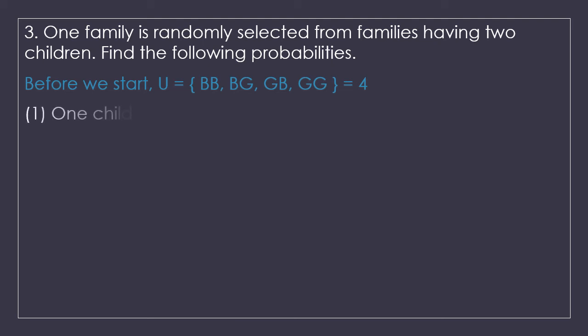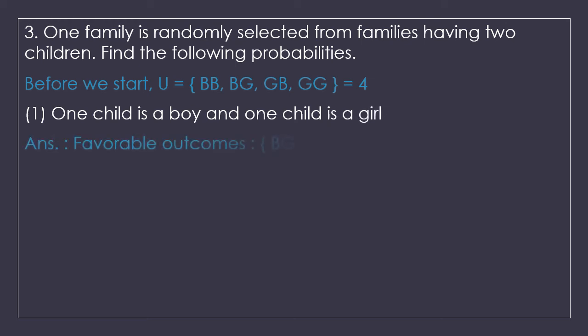The first question here is one child is a boy and one child is a girl, but not which is girl, which is boy. So the total number of options which we have, the favorable outcomes are BG or GB, first boy or first girl, that is 2. So the probability here will be 2 upon 4, that is 1 upon 2.